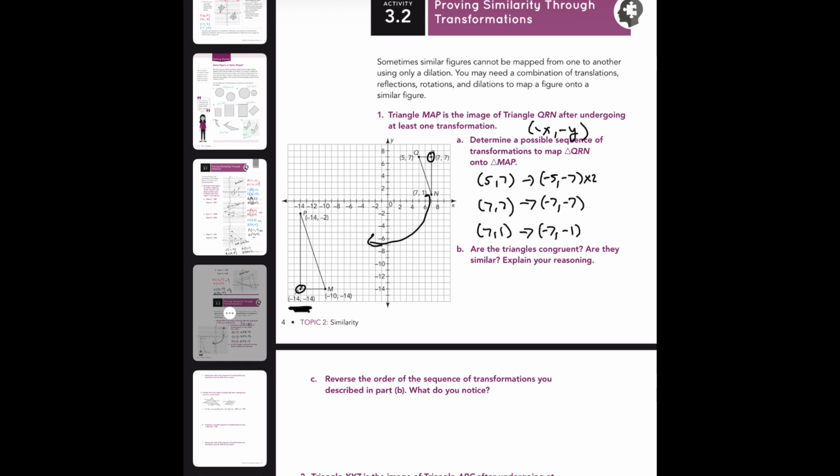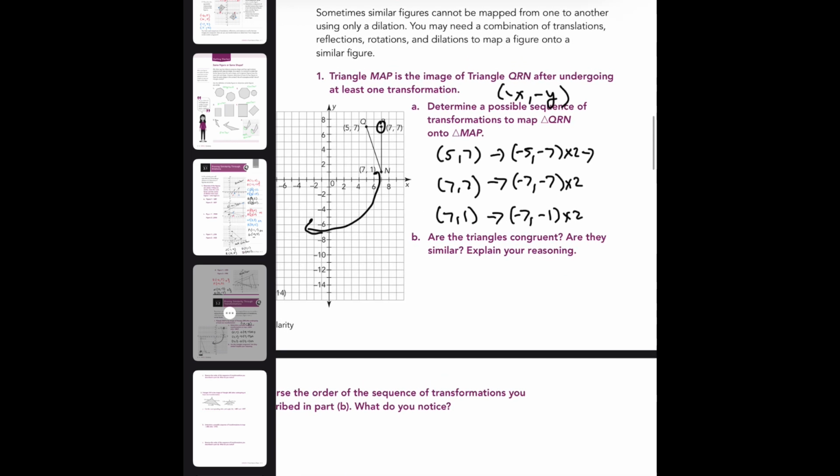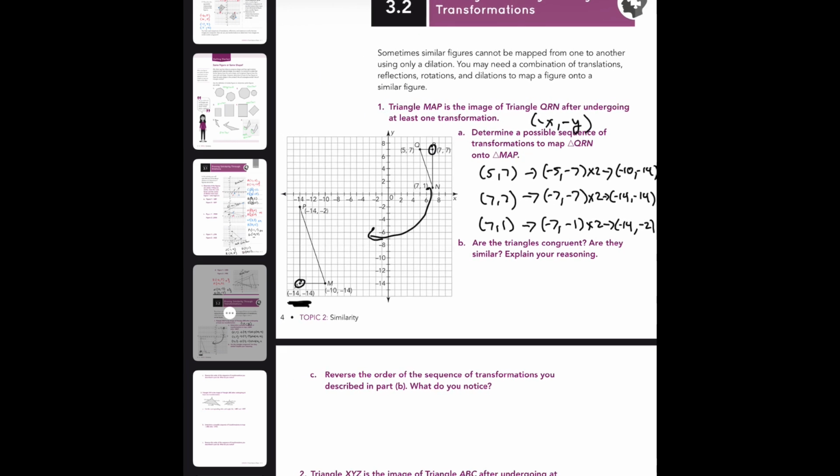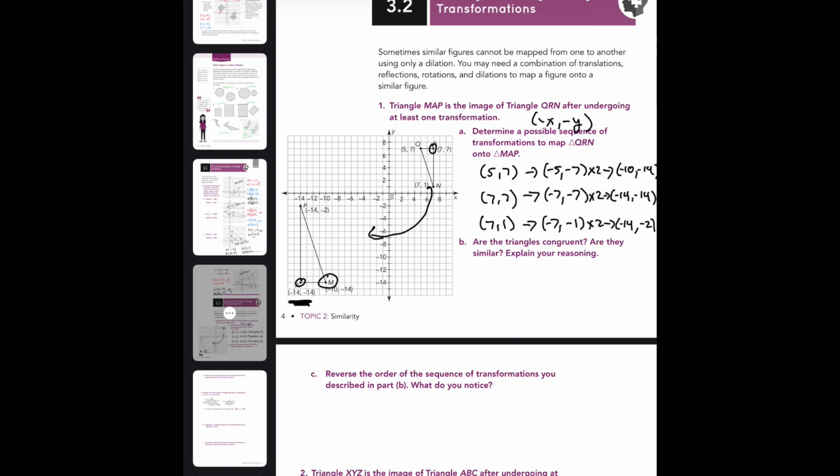So if we multiply by a scale factor of 2, we are going to end up with this point being -10, -14, this point being -14, -14, and this point being -14, -2. And if we compare that to our points, we're going to find that's exactly the points we've ended up at. So they are similar, same shape, size has changed because of that dilation, but they are not congruent.